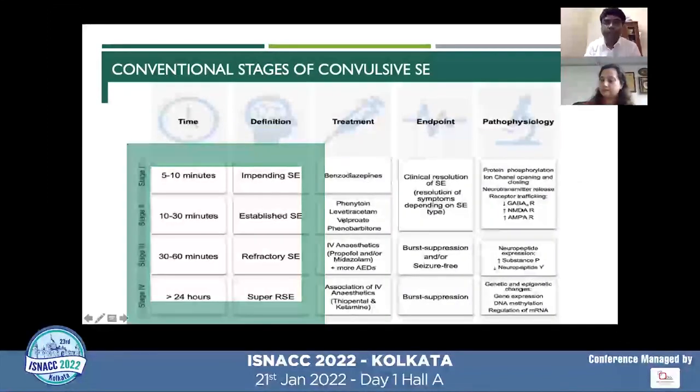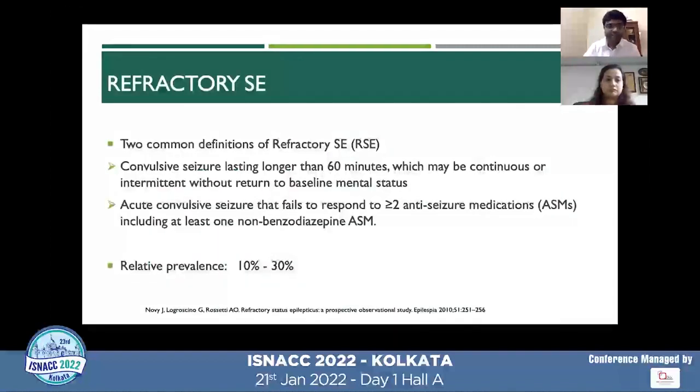The conventional stages of convulsive status epilepticus have been divided by the time frame from the onset. The first 5 to 10 minutes from the onset is called impending status epilepticus. 10 to 30 minutes after the onset is called established status epilepticus. 30 to 60 minutes after the onset is called refractory, and if the seizures continue for more than 24 hours, it is called super refractory status epilepticus.